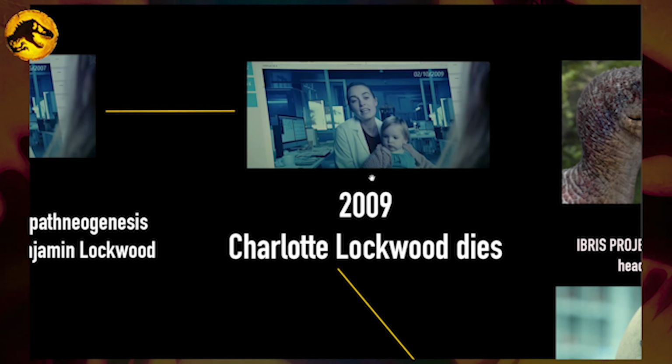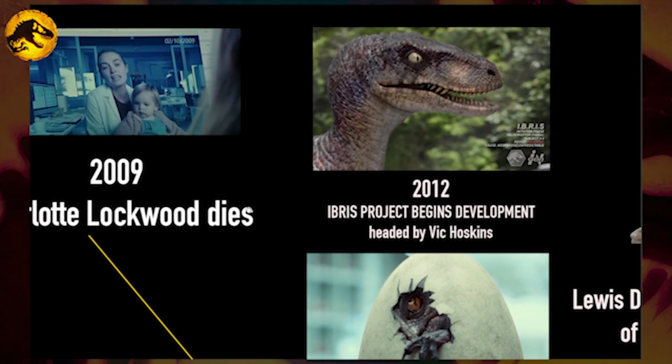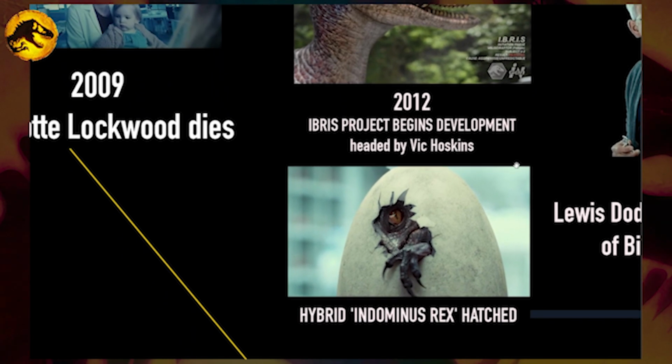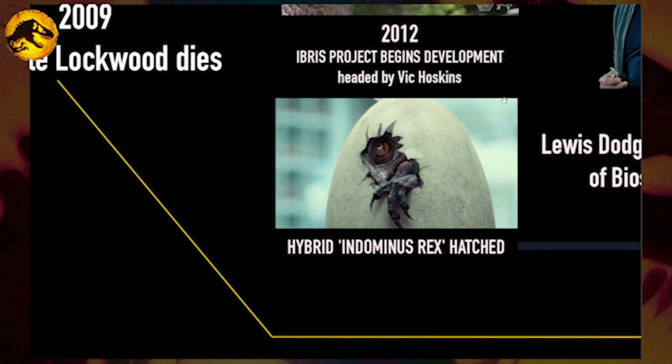So that's the year she dies, and then 2012 the Ibris project begins development, headed by Vic Hoskins. So the Integrated Behavioral Raptor Intelligence Studies kicks off. They start looking into how clever these raptors are, what they can do to potentially control them. All that kicks off there. And also, coincidentally, the same year, the first hybrid dinosaur, the Indominus Rex, is hatched, which we see in the opening of Jurassic World.